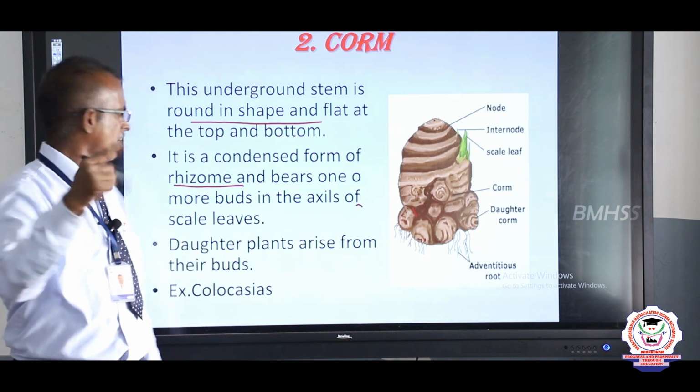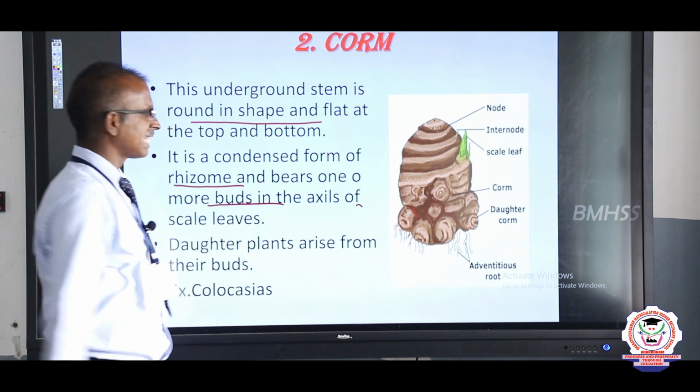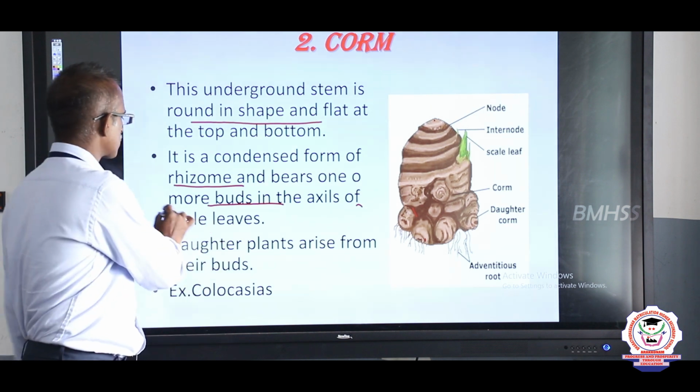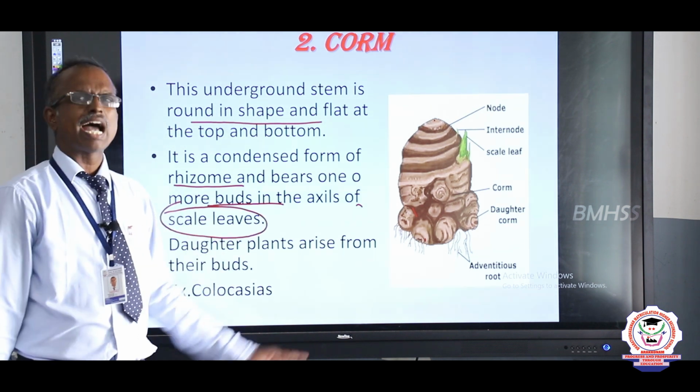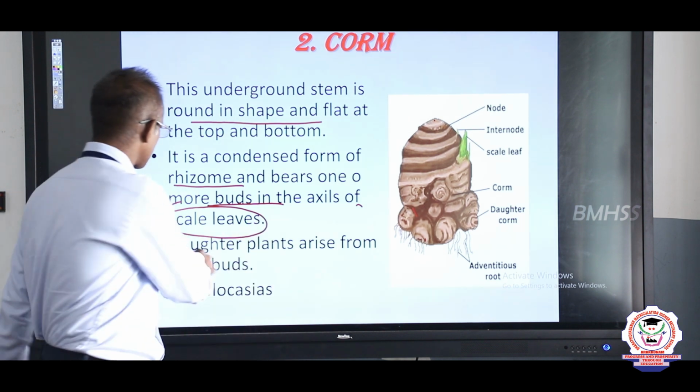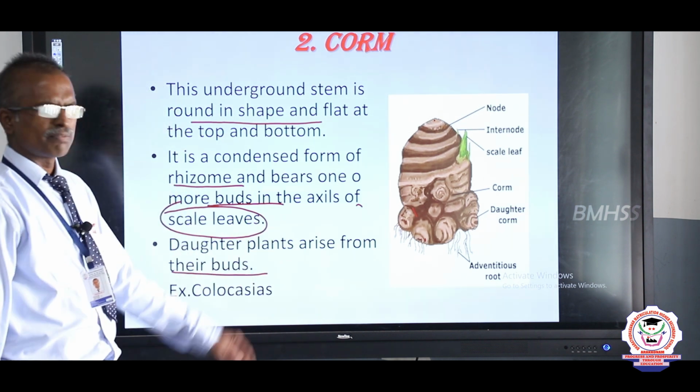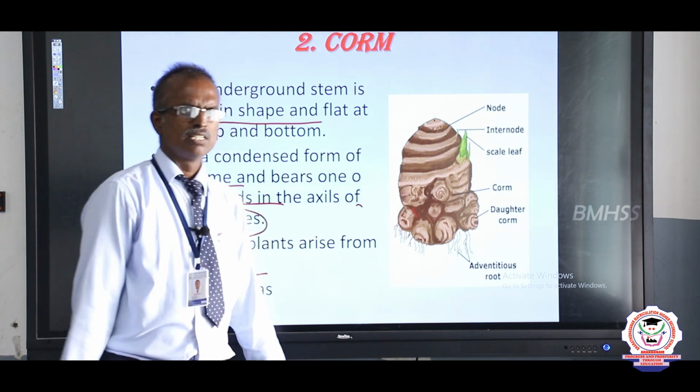It bears one or more buds in the axil of the scale leaves. The daughter plants arise from the buds. Example, we see colocasia, chanakadangu.